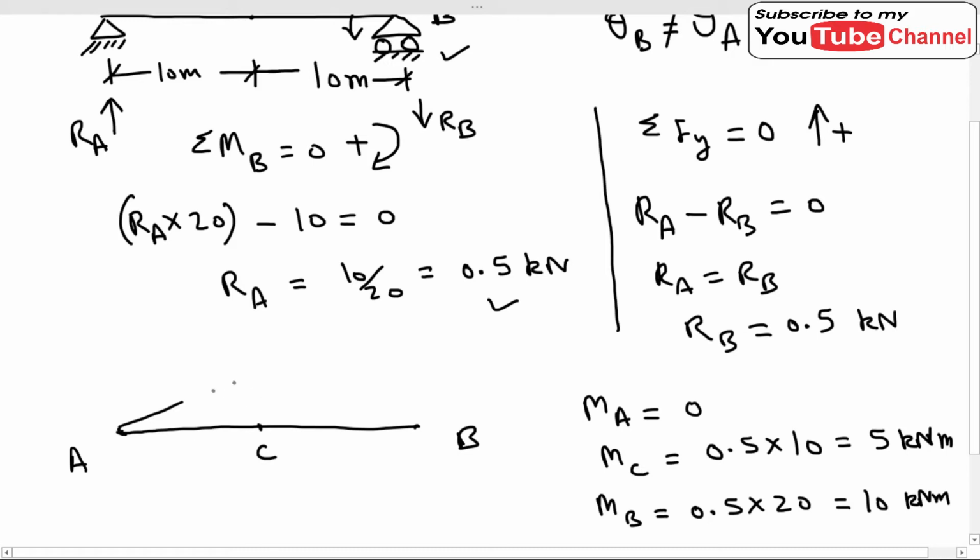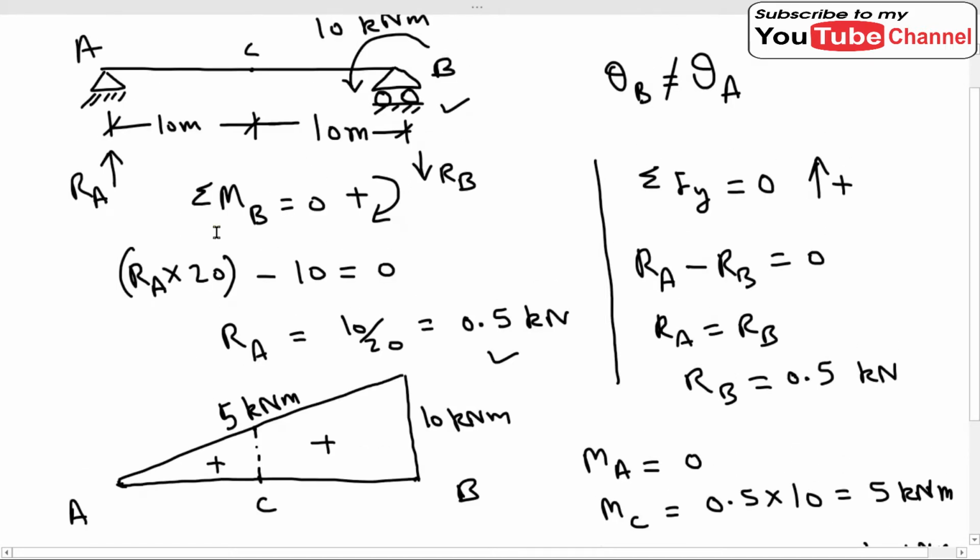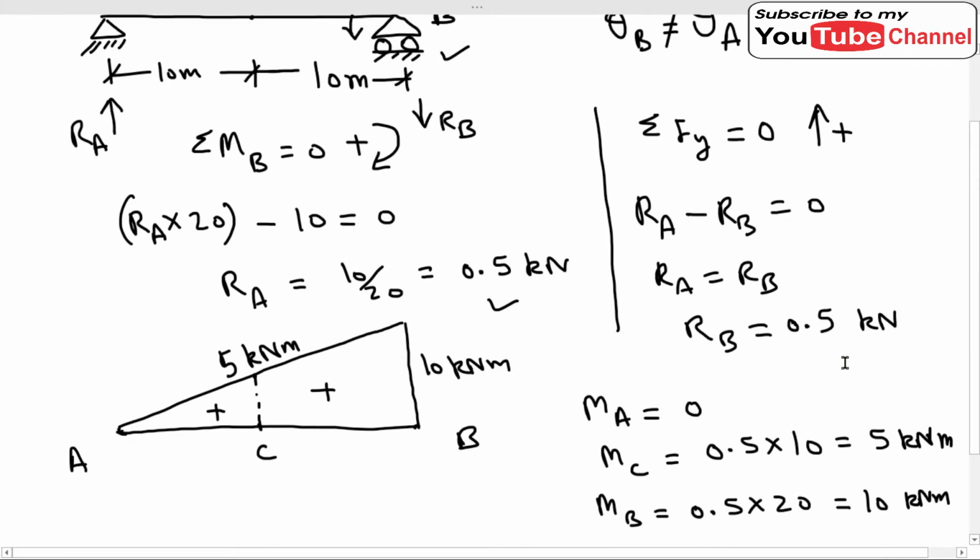It will be a triangle like this, and this will be 10 kilonewton meter, and here at point C it will be 5 kilonewton meter. Okay, and the diagram will be positive, because the bending moment at each point is coming out to be positive, or you can say sagging bending moment. Okay, sagging bending moment.